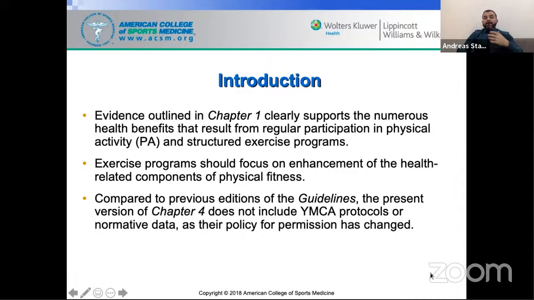So YMCA has stopped sharing their protocols the way they used to. And actually, 2 years ago, our own lab was part of creating the new normative data for ACSM. We tested over 100 people, and we sent that data to ACSM to create their own normative data. All right.